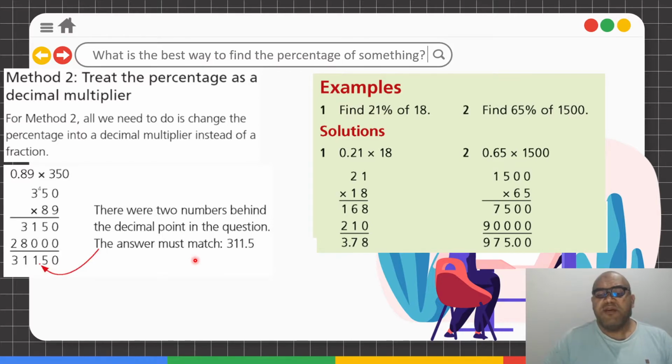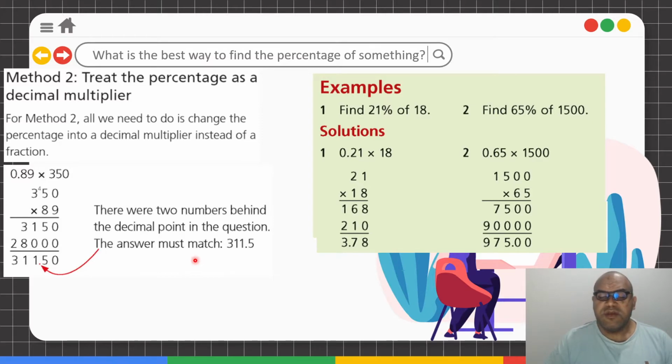Great. We have some other examples I'd like to share with you. You can see in the video here. The solution number 1: 0.21 times 18 is 3.78. Very easy how to do it.